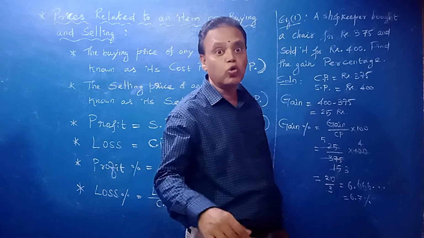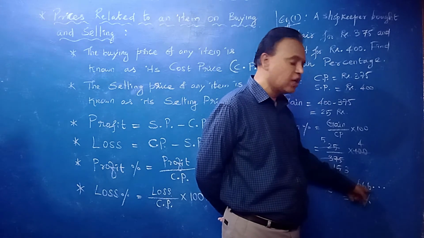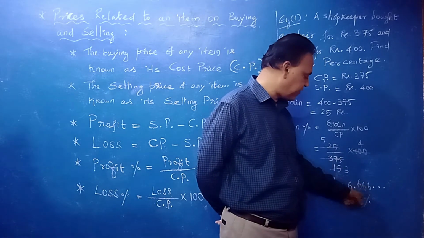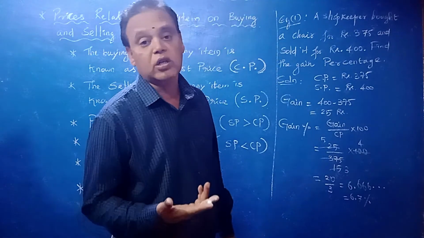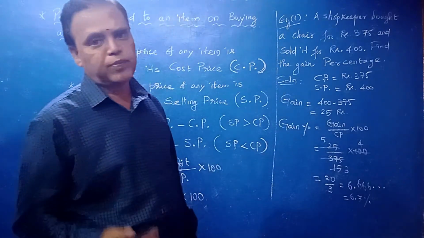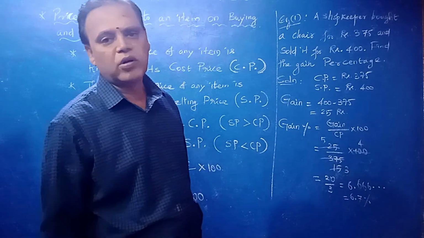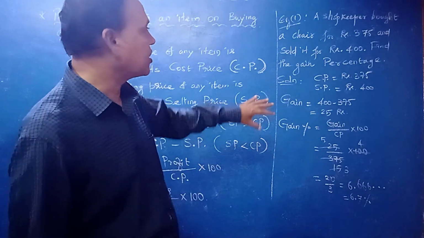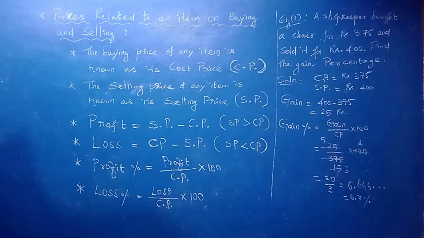You can also make two decimal places. 6 6, you see the next digit, 6, more than 5, so you add here. So 6.67 percentage you can write. Sometimes they may ask to write in two decimal places. Now I am writing here one decimal place. Like this you can find out the gain percentage. Sometimes they will ask loss percentage also. Understood?